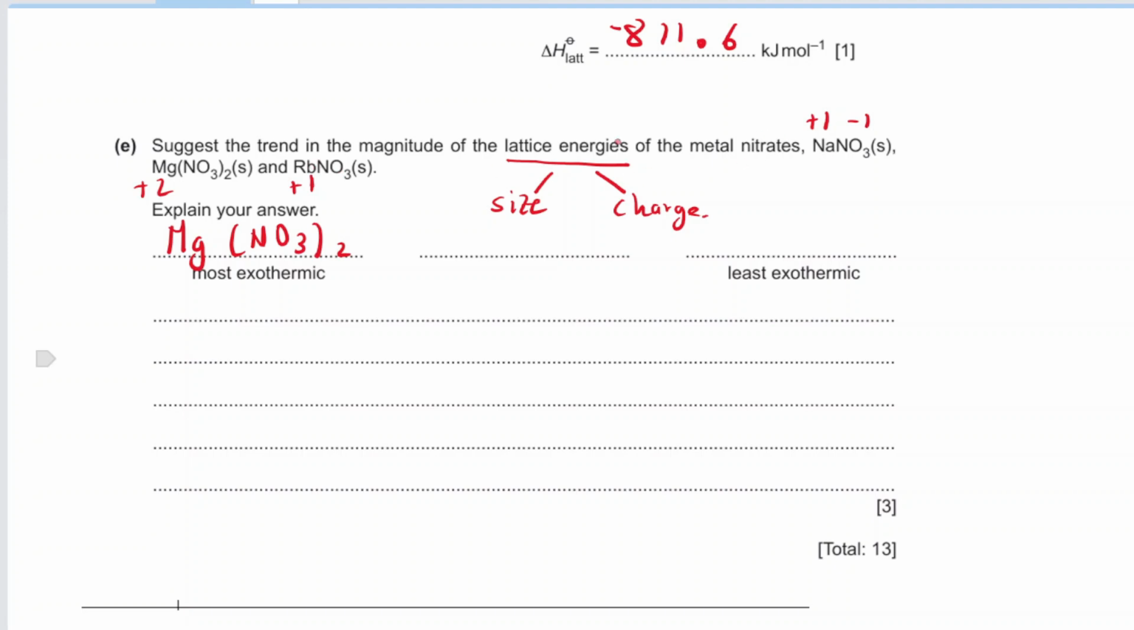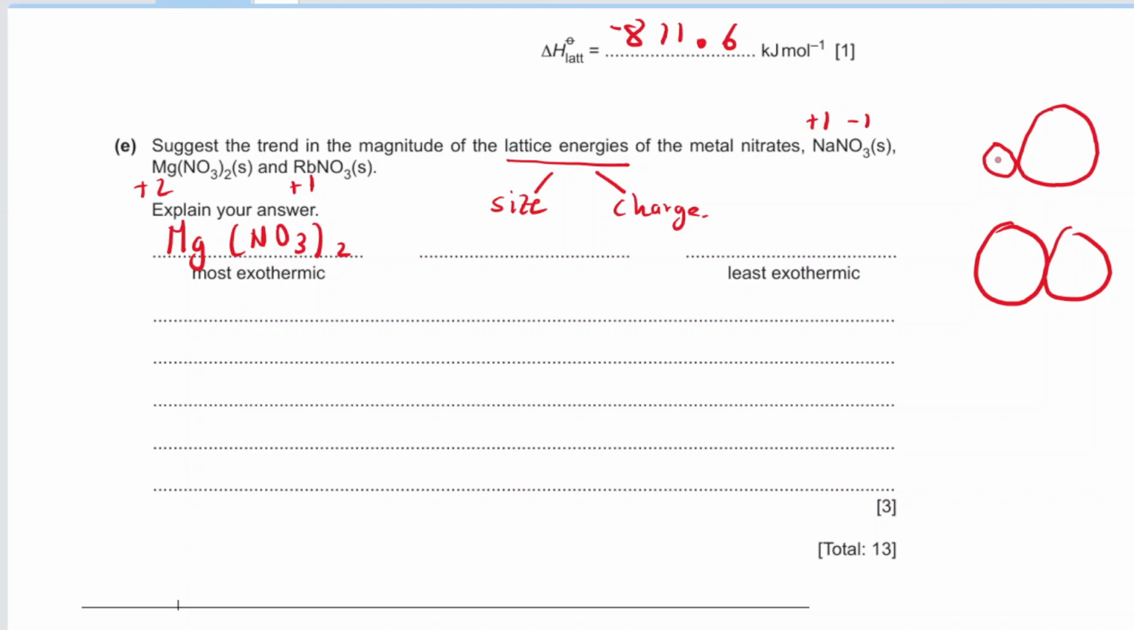Now when you come to sodium and rubidium, sodium is smaller because sodium is on top of group 1 and rubidium is down group 1. So sodium is smaller and rubidium is bigger. So you have rubidium and NO3, and you have sodium and NO3. Do you recall this pattern? This is the charge density stuff.